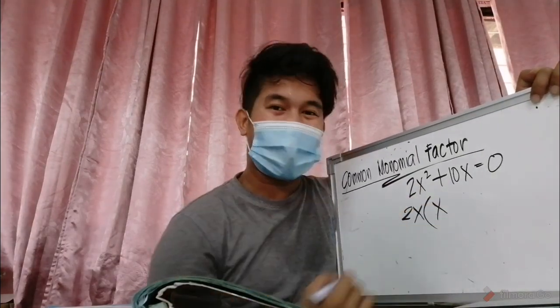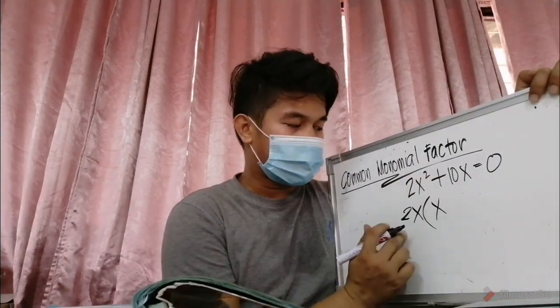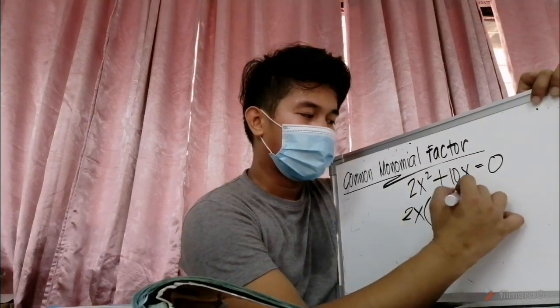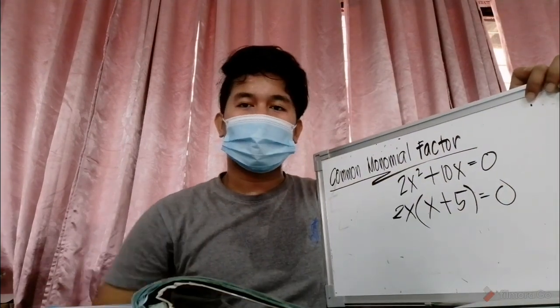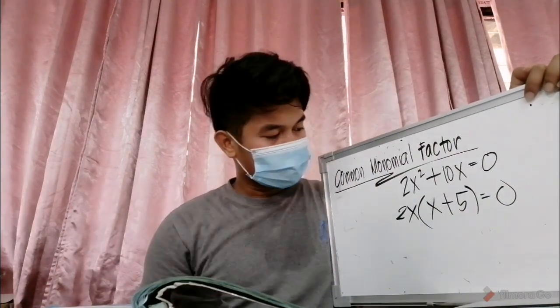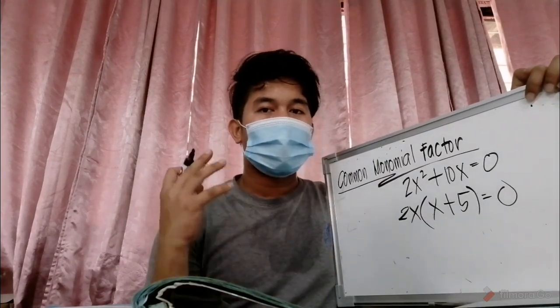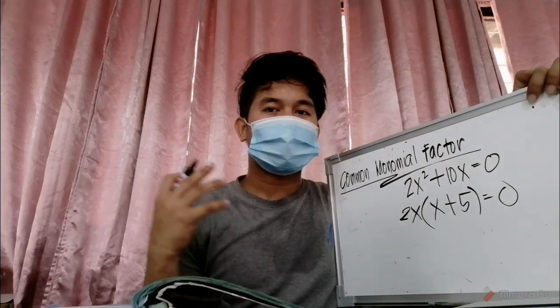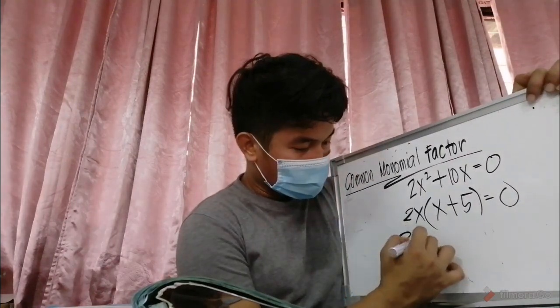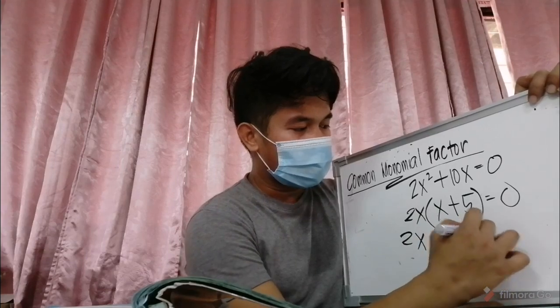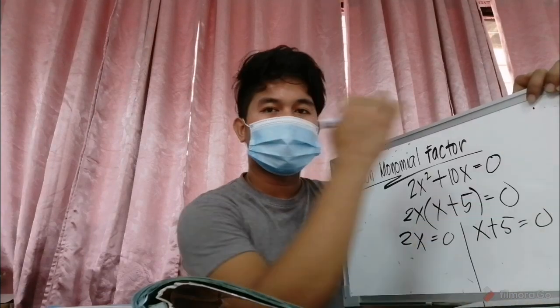So 2x squared divided by 2x is equal to x. Okay? And 10x divided by 2x is equal to 5, and equals 0. So, as you can see, na-factor na natin sila, and that's the process of common monomial factor. So, in getting the roots of the quadratic equation, we use the zero product property. So, we have 2x equals 0 and x plus 5 equals 0.